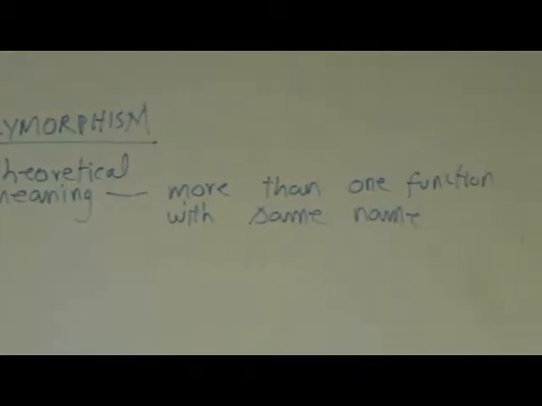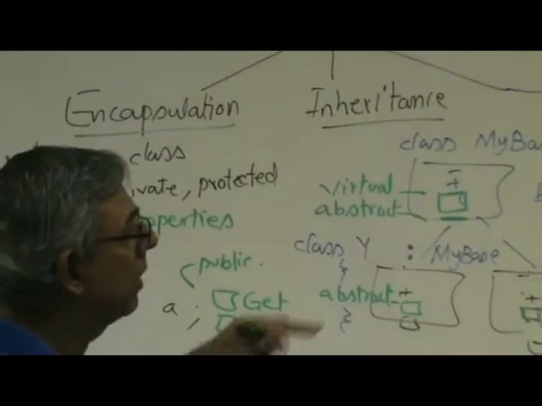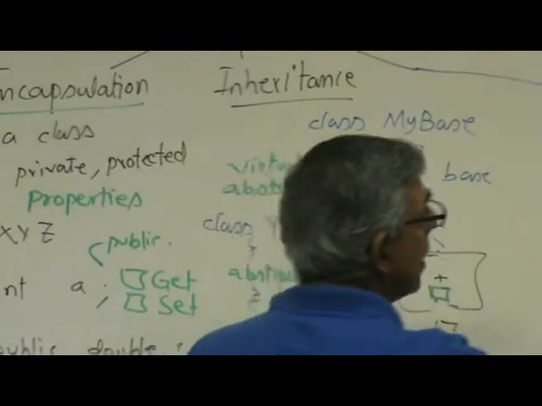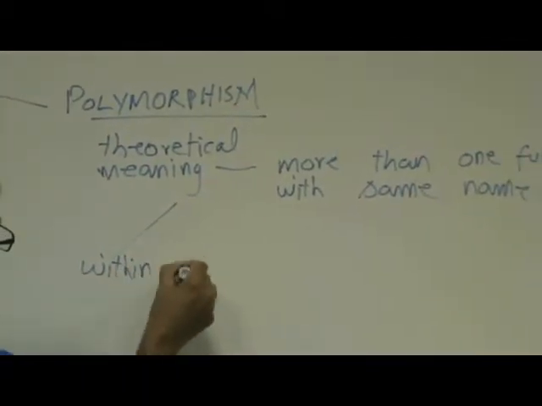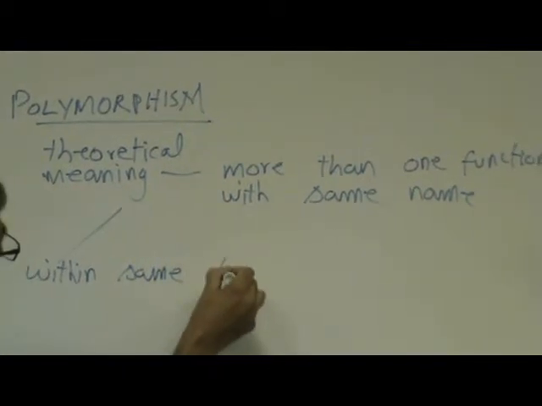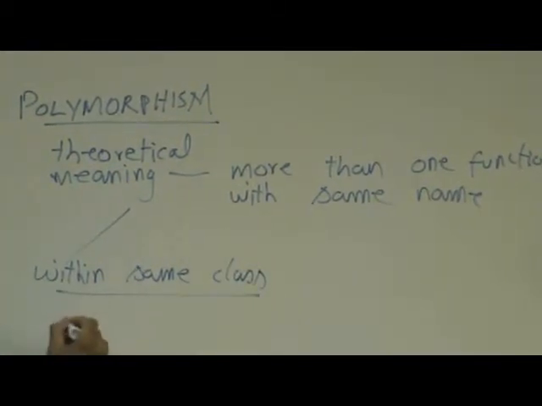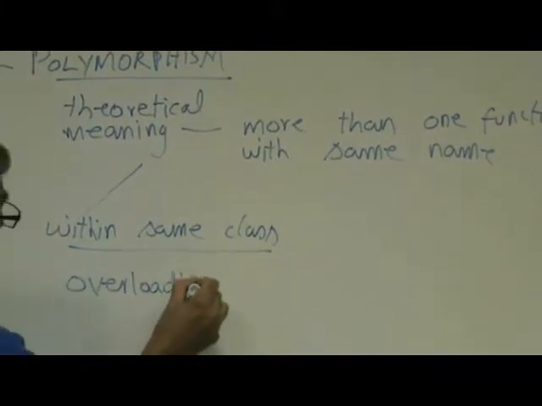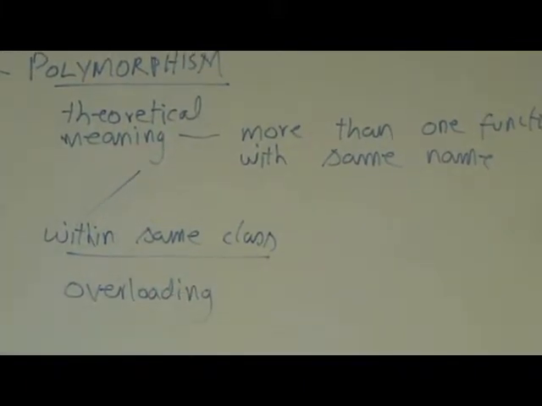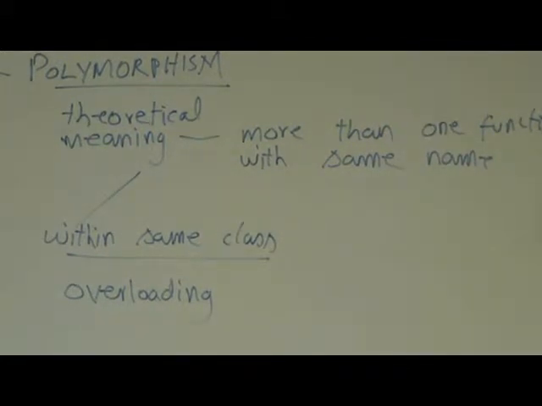It can occur within the same class. It can occur once we are doing inheritance, meaning writing many classes. Within the same class, this concept is called overloading. So if we are writing many functions with the same name, but different parameters, we refer to it as overloading a method.